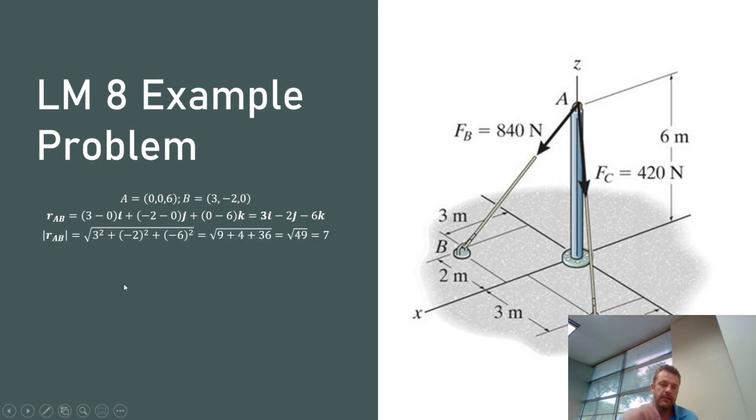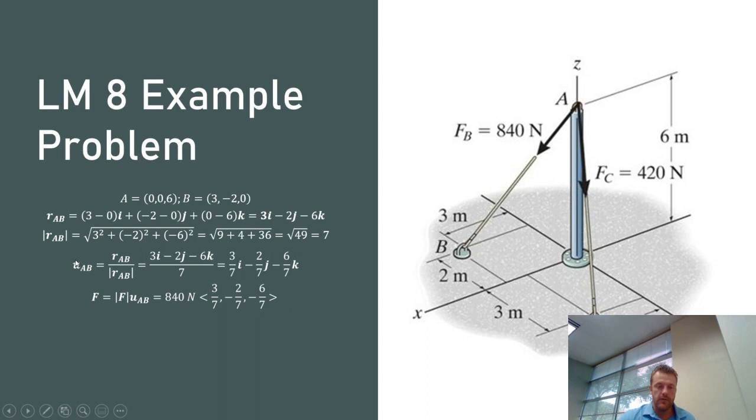Going back to a couple learning modules ago, we can determine the magnitude of that vector by simply taking the square root of the sum of the squares of each of its components. If you do that, you get a magnitude of 7. Find a unit vector along that position vector from A to B by scaling the position vector by its magnitude. Remember that when you scale a vector, you just scale each component individually.